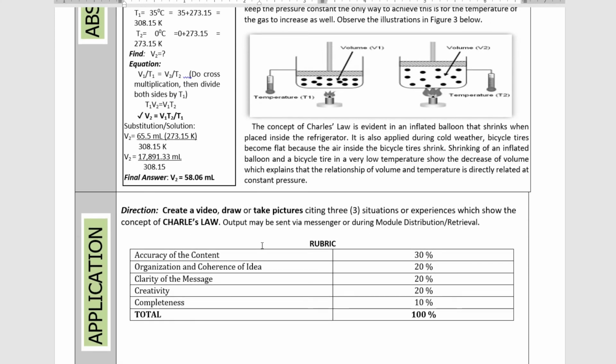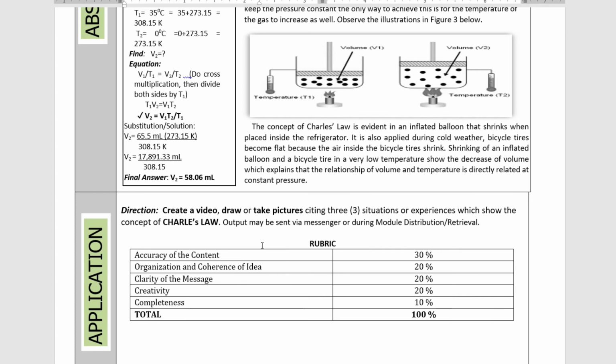Now, in the application, you are asked to create a video, draw or take pictures, citing 3 situations or experiences which show the concept of Charles' law. Output may be sent via messenger or during module distribution or retrieval. Now, in this case, you have to follow the rubric so that you can get the maximum score.